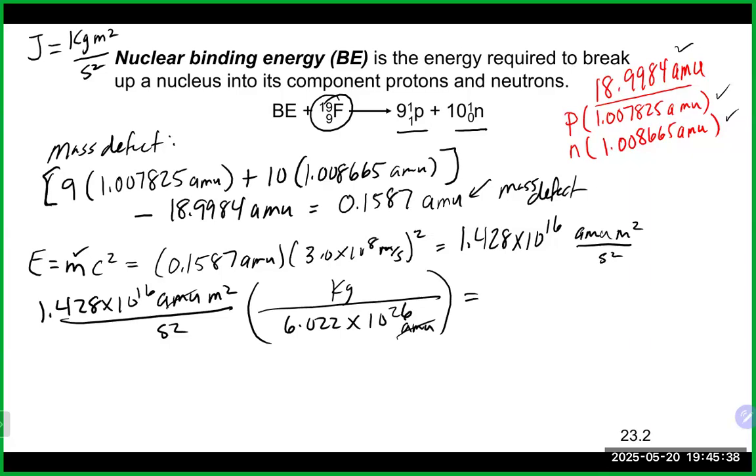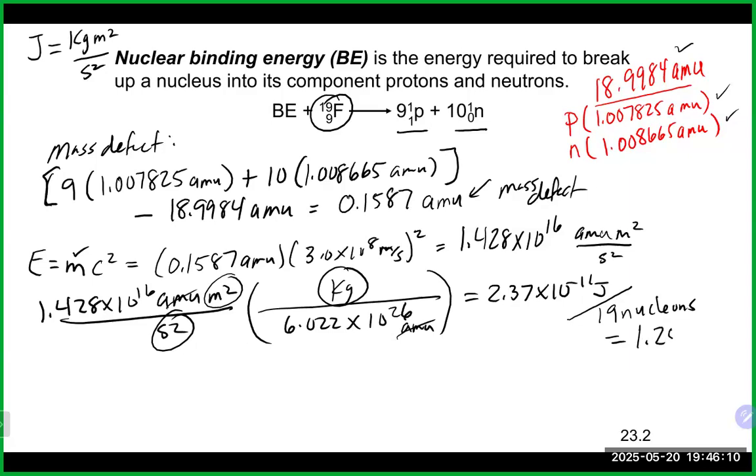So we'll take that number, we'll divide it by 6.022 to 26. Going to get us a 2.37 times 10 to the minus 11 joules, and that's because it's a kilogram meter squared per second squared, and that equals a joule. We do usually report this as joules per nucleon, so we would divide this by 19, which is our protons and our neutrons, and that would get us per nucleon here 1.25 times 10 to the minus 12 joules per nucleon. Any questions on that there?